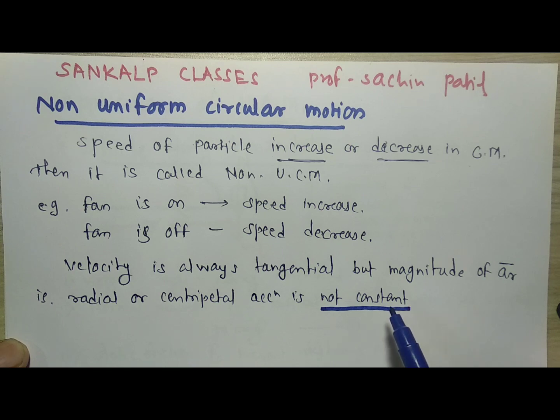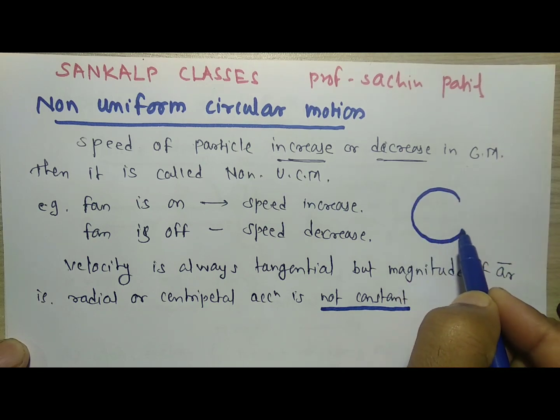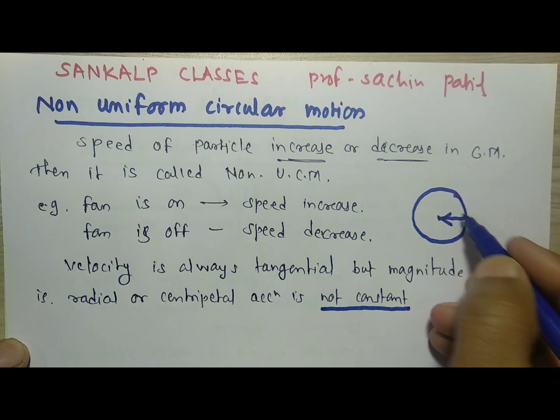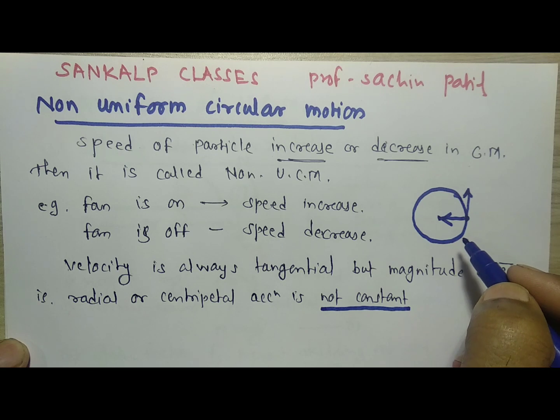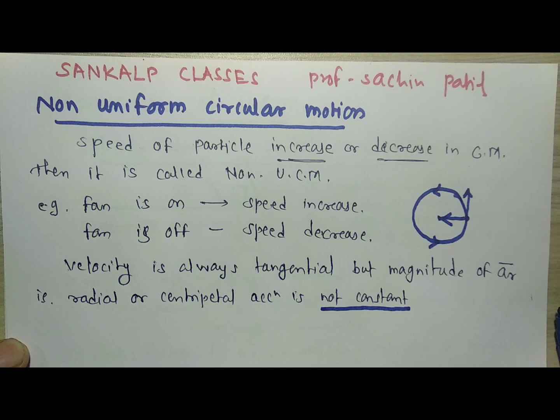But inside the non-uniform circular motion, velocity is always tangential. That means when we consider the circular motion here, you will get the centripetal acceleration acting towards the center, and velocity is always tangential to that circle. Therefore, if the particle is moving in an anti-clockwise direction, the velocity is still along the tangent, but the magnitude of centripetal acceleration is not constant, and therefore it is a non-uniform circular motion.